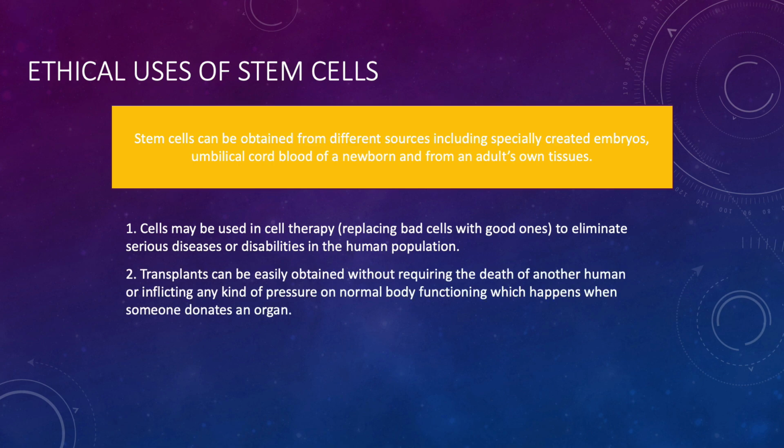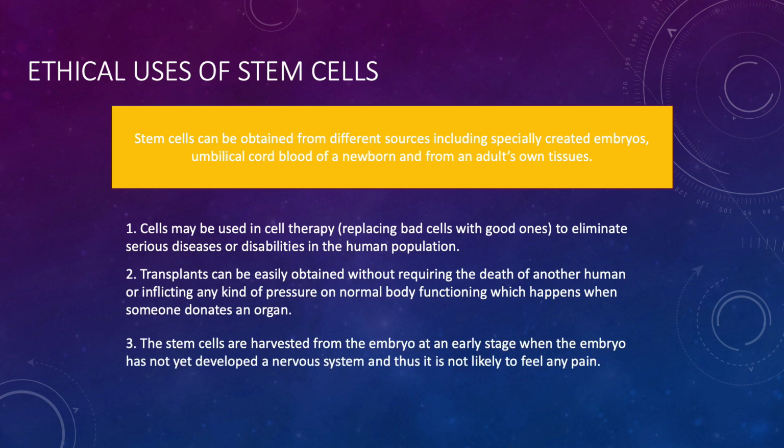Secondly, transplants can be easily obtained without requiring the death of another human or inflicting any kind of pressure on normal body functioning, which happens when someone donates an organ. And thirdly, the stem cells are harvested from the embryo at an early stage when the embryo has not yet developed a nervous system, and thus taking these stem cells from the embryo is not likely to feel any pain.